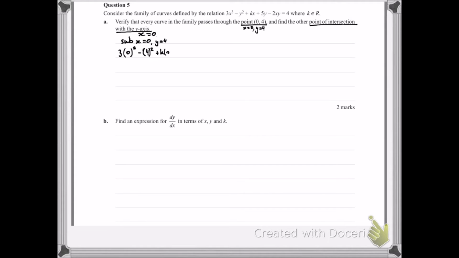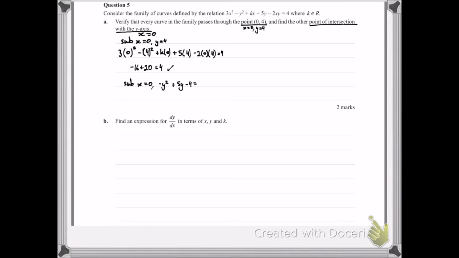So substitute those values into the relation first. And when we simplify, we get negative 16 plus 20 is equal to the right-hand side, which is 4. That's correct. So we verify. That's just by demonstrating that the left-hand side is equivalent to the right-hand side.